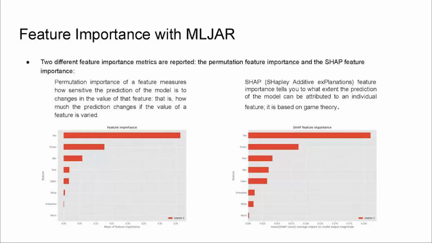Permutation importance of a feature measures how sensitive the prediction of the model is to changes in the value of that feature. That is, how much the prediction changes if the value of a feature is varied, and you can see this on the plot on the left. SHAP, Shapley Additive Explanations feature importance, tells you to what extent the prediction of the model can be attributed to any individual feature. It's based on game theory. And we'll have a look at this later in more detail.